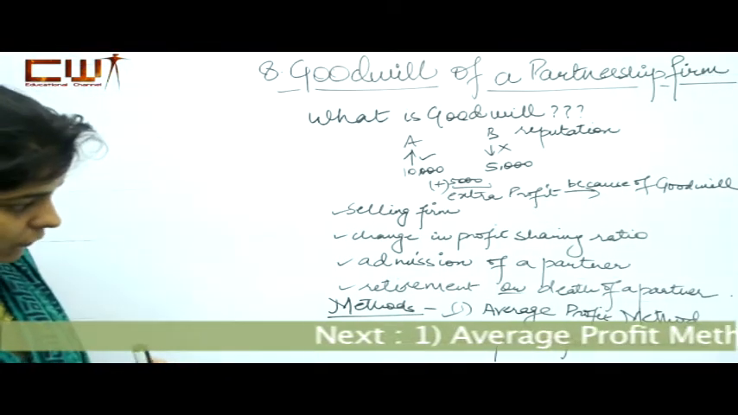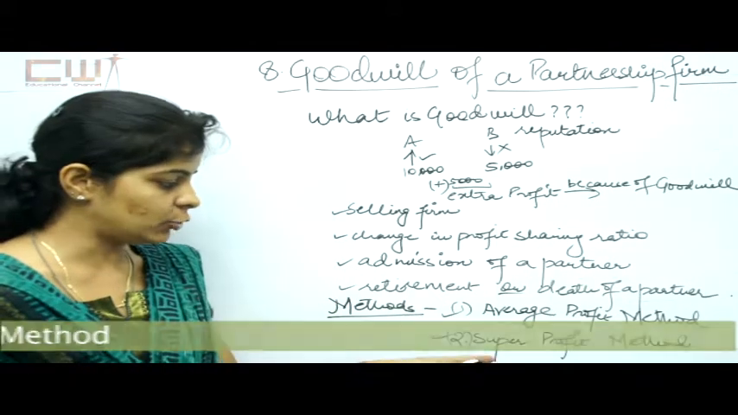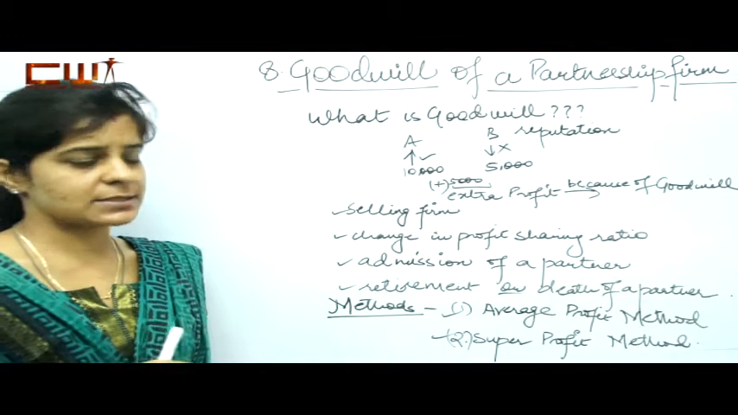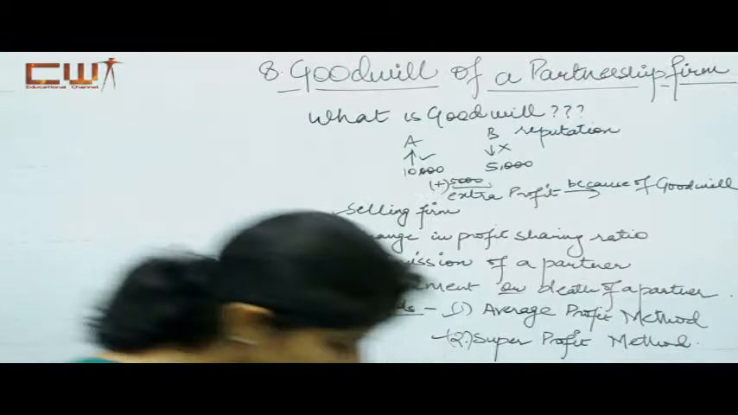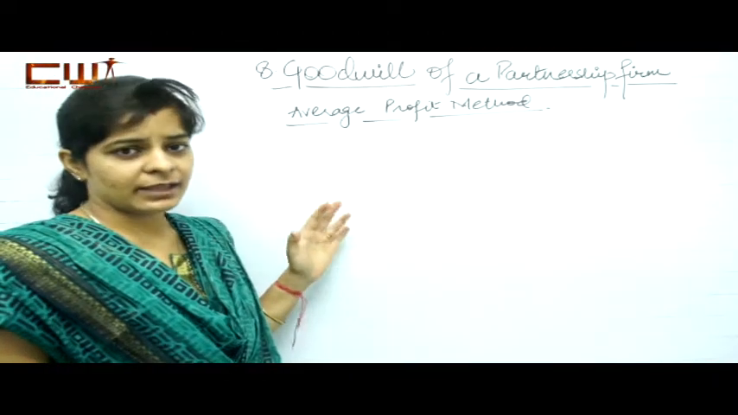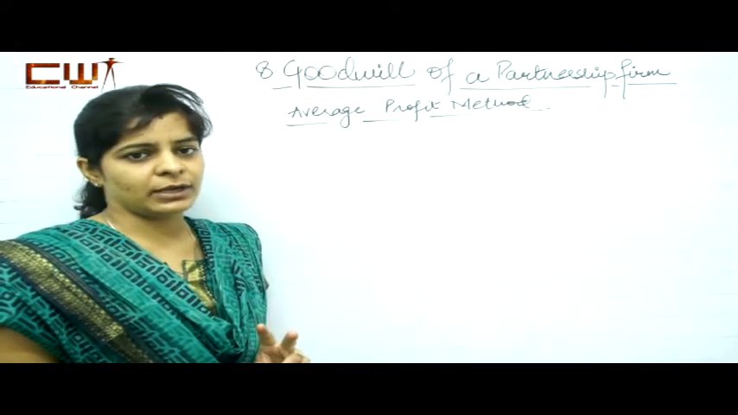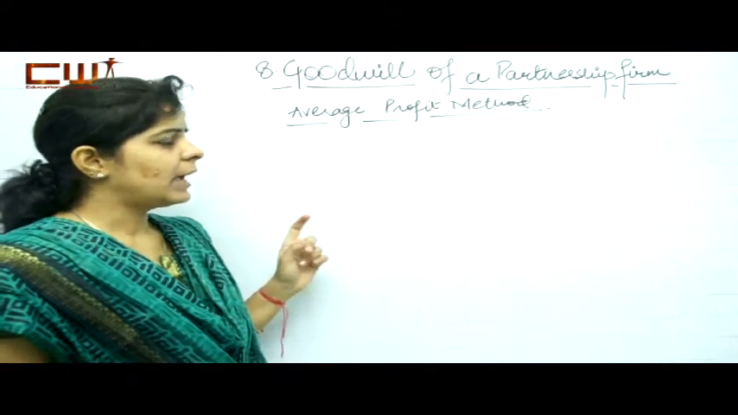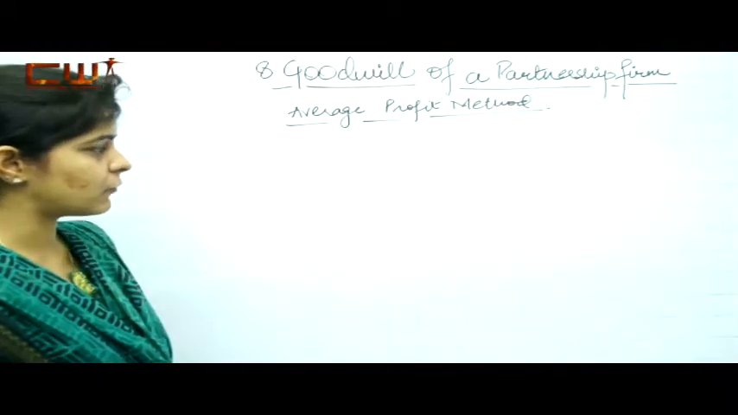I will explain the average profit method, and I'll also explain the super profit method, and we will do the numericals under the two methods. In this class, we will deal with the average profit method today. Let's start with the average profit method, the first method meant to calculate goodwill. We have two methods: average profit method and super profit method. We are dealing with the average profit method first.